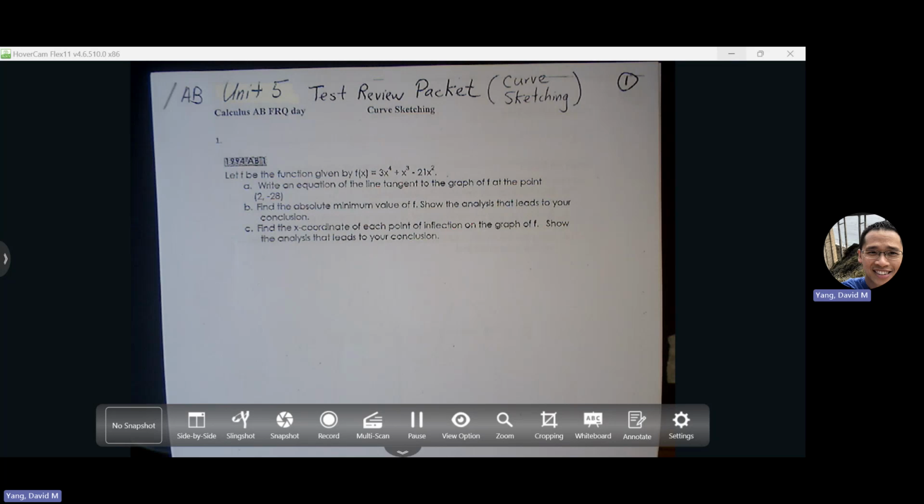Okay, so let's read the problem here. Let f be the function given by f of x. Write an equation of a line tangent to the graph at the point (2, -28). So tangent line equation, what information do we need to build a tangent line equation? We already have the ordered pair. We just have to find a way. Slope, yeah, slope from f prime. So try that.